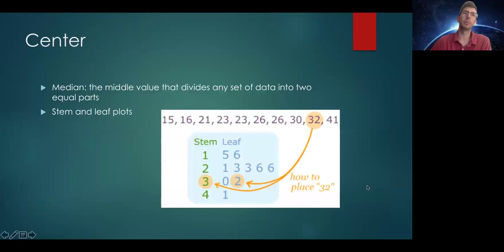Okay, so we talked about shape. Now let's talk about center. One way we like to measure the center is with the median. And the median is the middle value that divides any data set into two equal parts. One easy way to see this is with a stem and leaf plot.